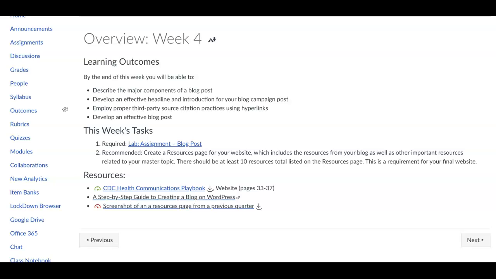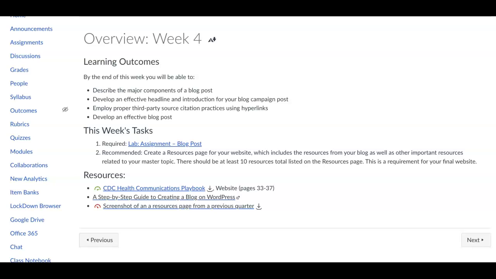So now for this week, you're going to focus on actually writing your own blog on your chosen topic. By the end of this week, you should be able to describe the major components of a blog, develop an effective headline and introduction for your blog campaign post, and employ proper third-party source citation practices using hyperlinks and develop an effective blog post. So this week you are going to be working on the blog post lab assignment.